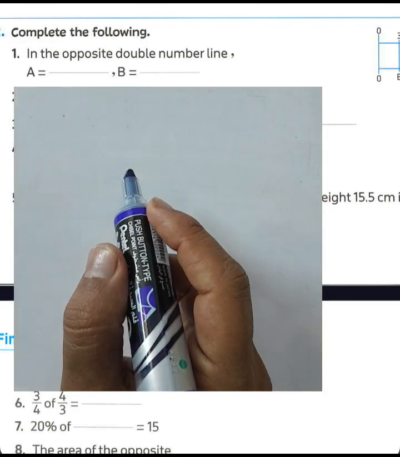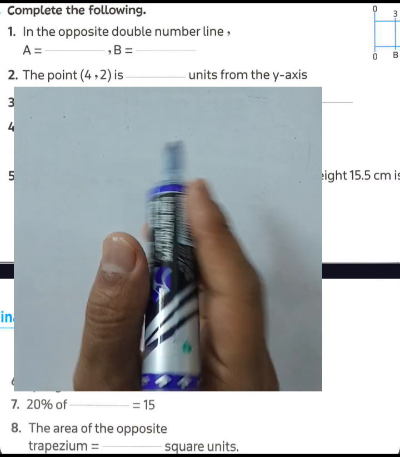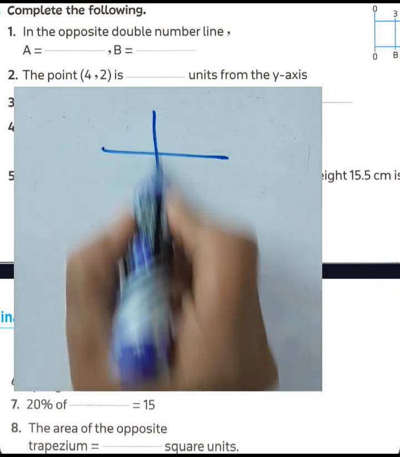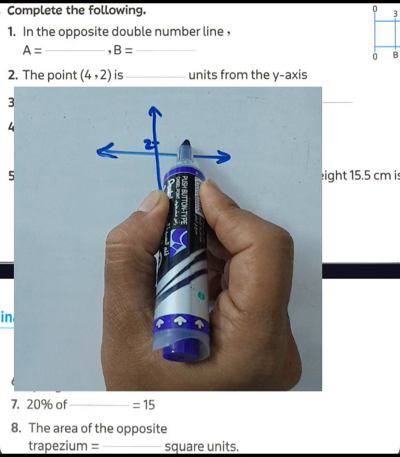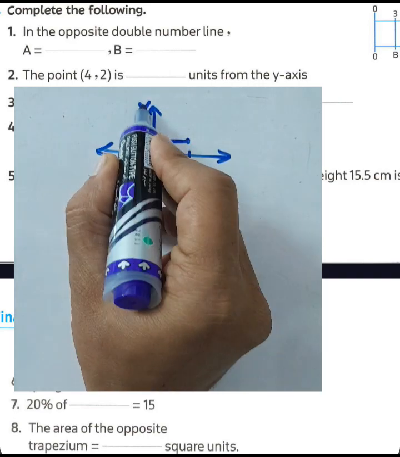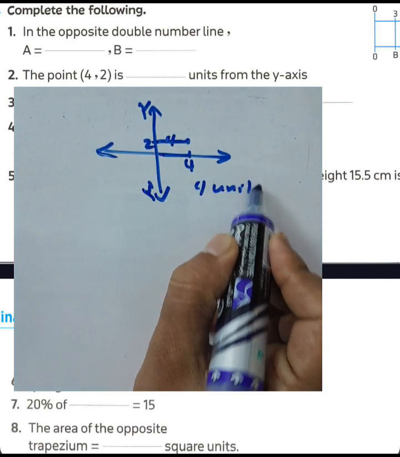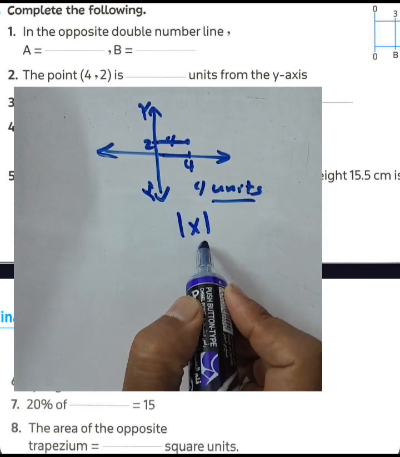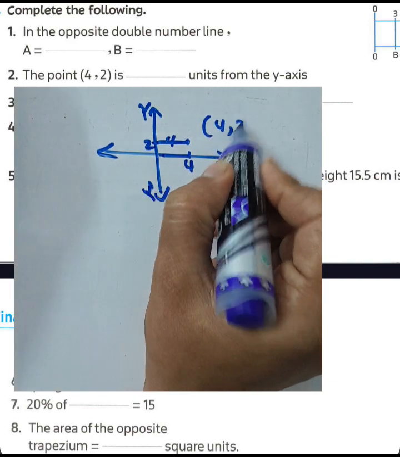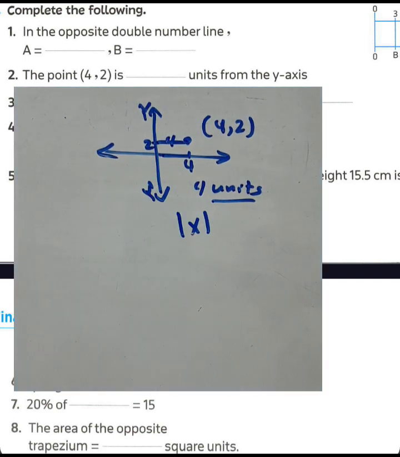Next example, question number 2. The point (4, 2) lies in the first quadrant. Its distance from the y-axis is how many units? We can write the distance between the point and the y-axis. We have (4, 2). The distance between this point and the y-axis will be 4 units. To find the distance between any point and the y-axis, you can find the absolute value of the x value. We have (4, 2). Then the distance between (4, 2) and the y-axis will be 4 units. Okay, the result will be 4 units.